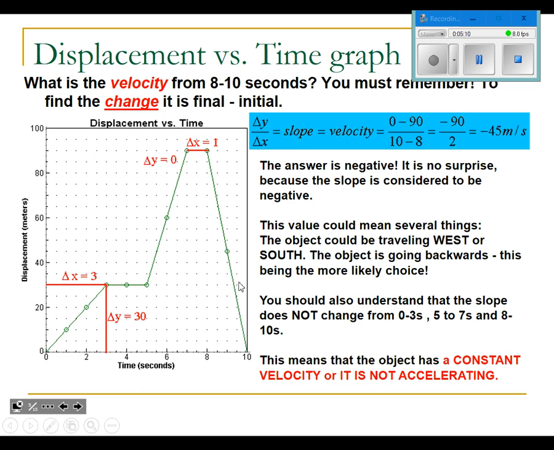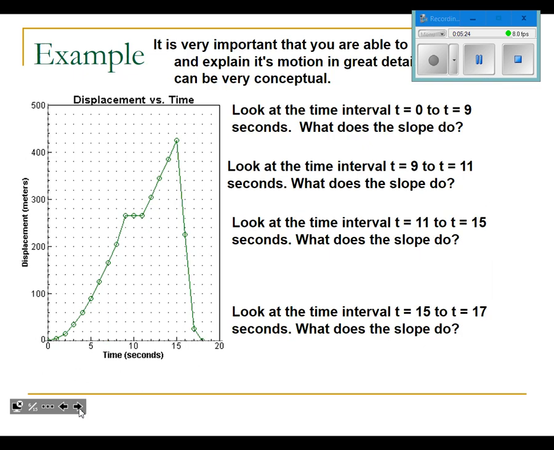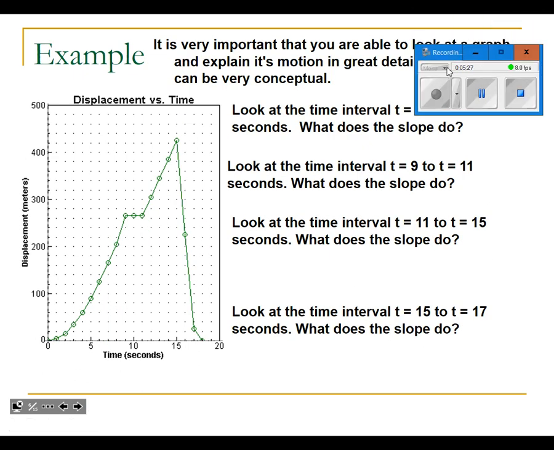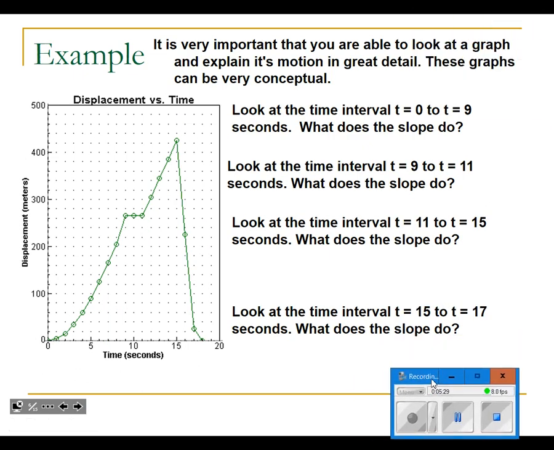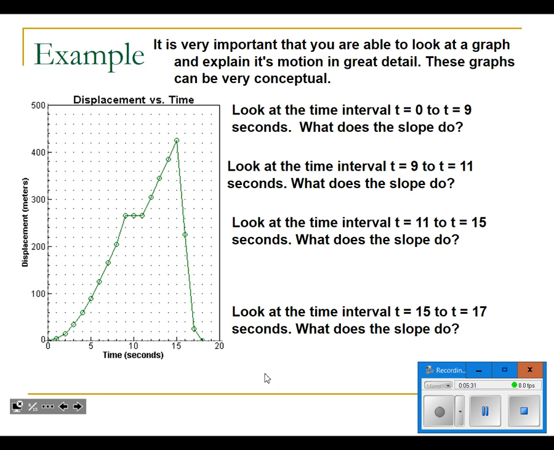And then we went a negative 45 meters per second. So we are stopped, and then we're changing to a constant speed. And then we're stopped, and then we change directions, but we went a constant speed in the opposite direction. Okay? So it's very important that you're able to look at a graph and explain what its motion is in great detail. These graphs can be very conceptual.